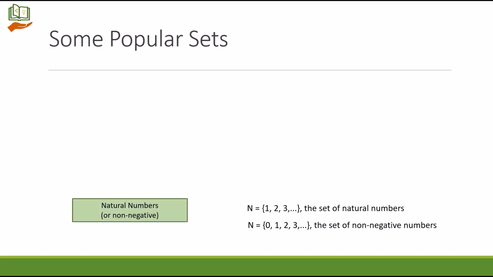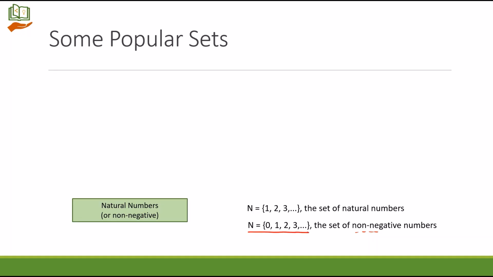Now we will look at some popular sets that are available. So let's take the natural numbers or the non-negative numbers. When you say it's a set of natural numbers, it starts with 1, 2, 3. When you say it's a set of non-negative numbers, this will be starting from 0. Usually we have natural numbers 1, 2, 3, then whole numbers 0, 1, 2, 3. Capital N can be used to represent non-negative numbers, which includes the whole numbers as well as the natural numbers. So we will go with this notation.